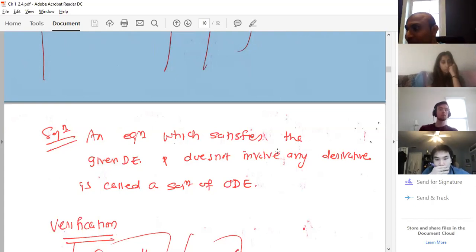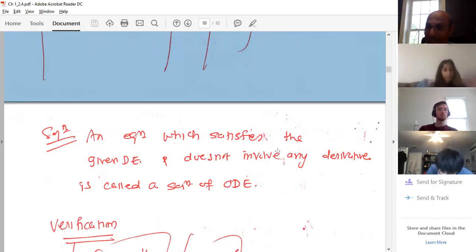Suppose I give you the example, dy by dx plus 2y equal to 3, and suppose I say that y equal to e to the power 2x is the solution. That means if you replace y by e to the power 2x in the left side and right side of the equation, they must be equal. That solution must satisfy the given differential equation, and this solution should not involve any kind of derivative. That is called the solution of the differential equation. Make sense?